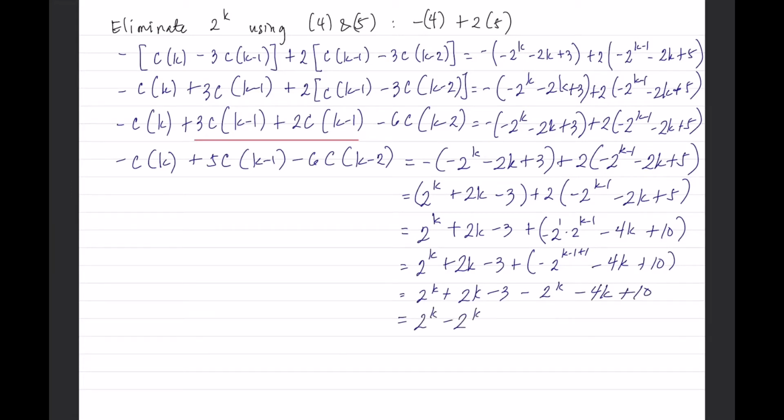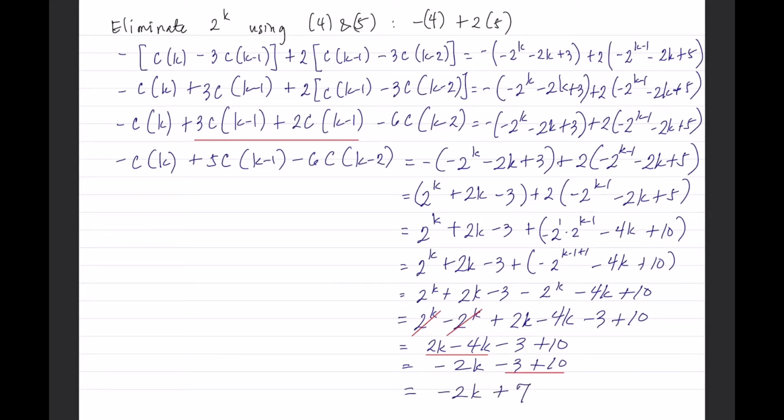So we can subtract the 2 raised to k. That would become 0. So we are left with 2k minus 4k minus 3 plus 10. Then we combine the 2k minus 4k. That will give us negative 2k. And then negative 3 plus 10. That would give us 7. So we now have a right hand side equal to negative 2k plus 7.